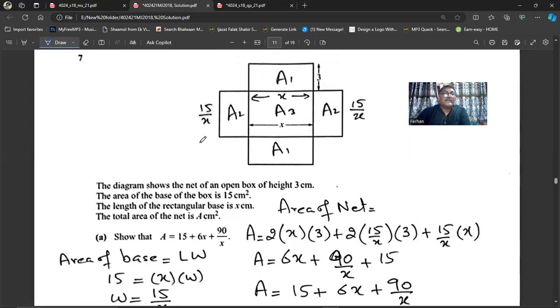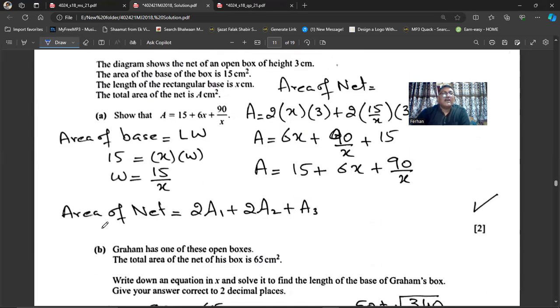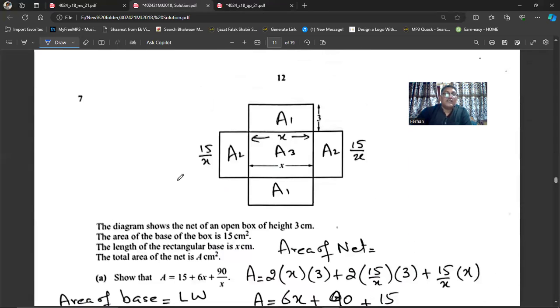So now I know that this dimension is 15 by x. This dimension is also 15 by x. This is 15 by x. This is 15 by x. The area of the net will be, these two are the same, so I'm calling it A1.